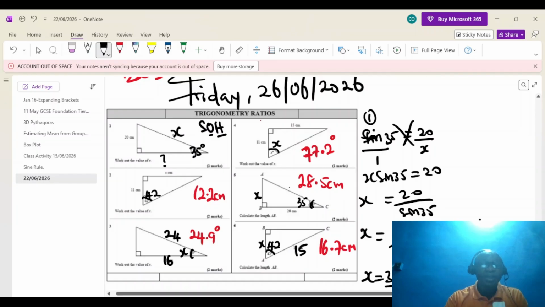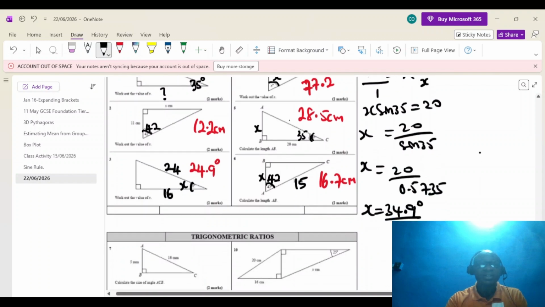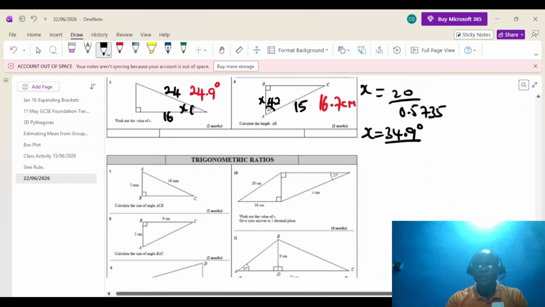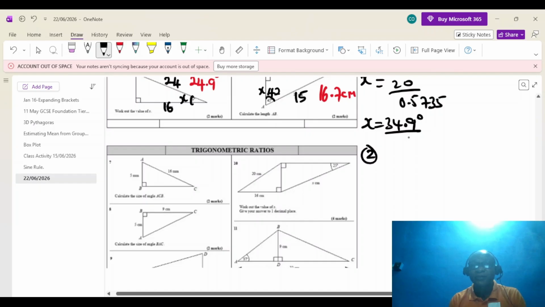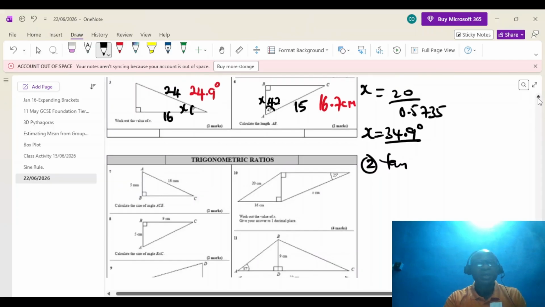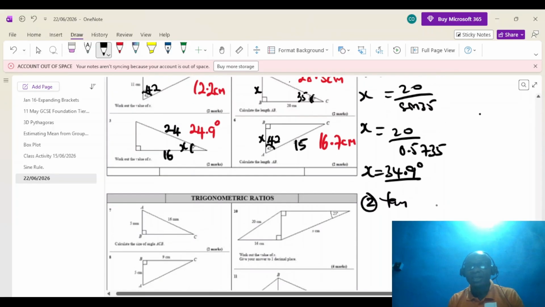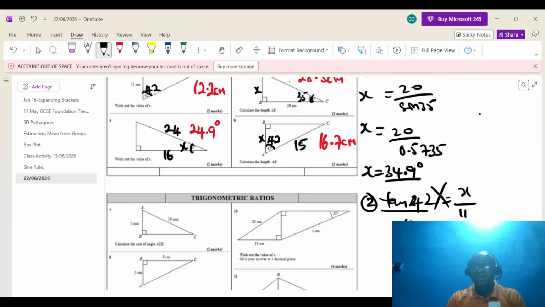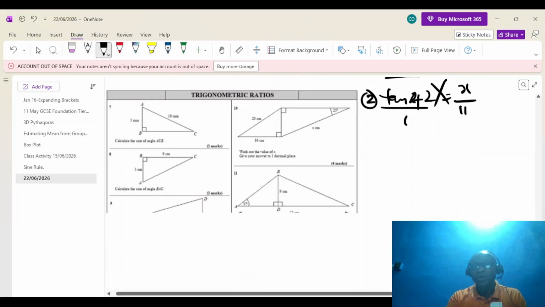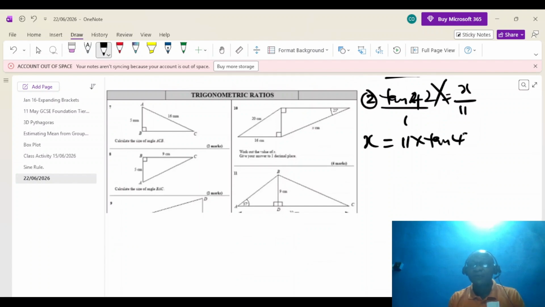Number 2, the side opposite is x, adjacent is 11, isn't it? So if opposite, that is tan. What angle is in that number 2? Okay, that is 42. Tan 42 is equal to x all over 11. You cross multiply to give me that x will be equal to 11 multiplied by tan 42.